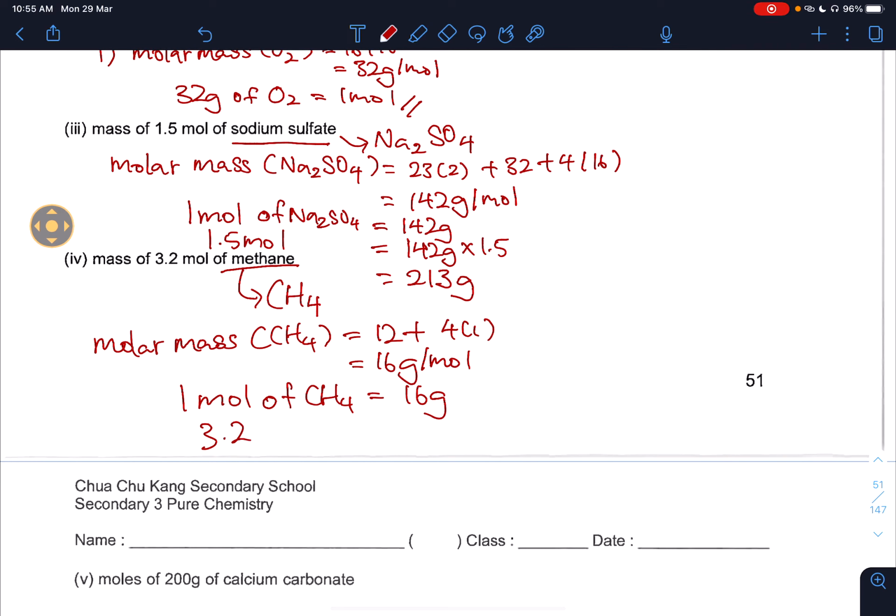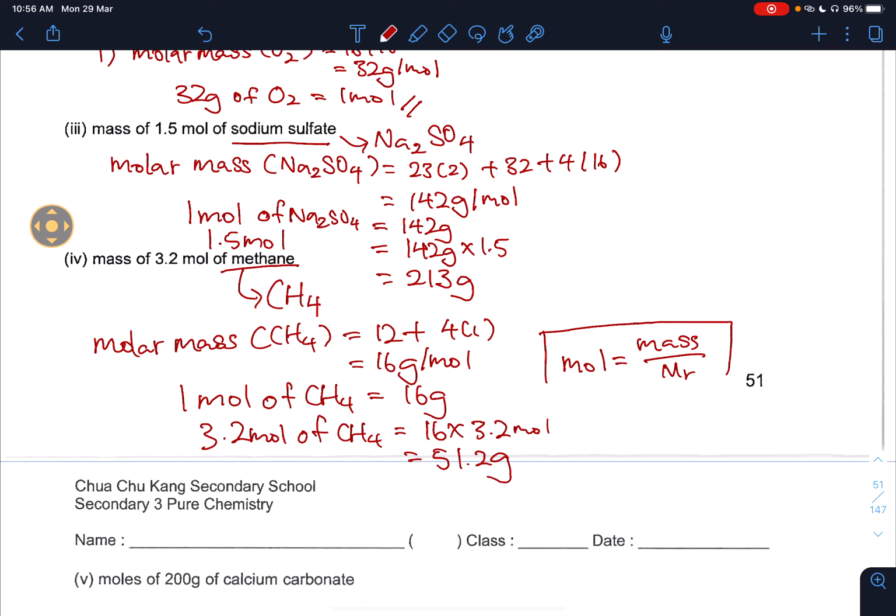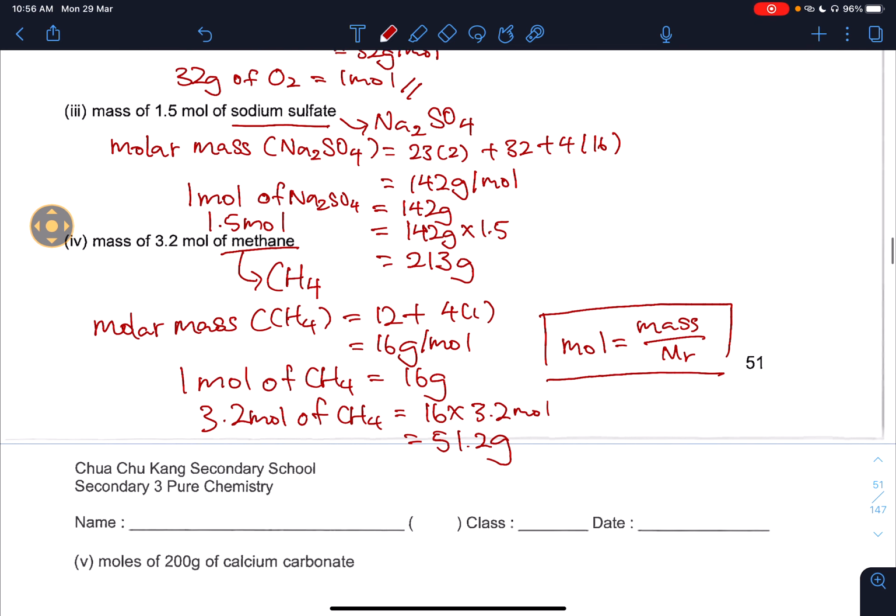So 3.2 moles of methane equals 16 times 3.2, which is 51.2 grams. Of course, you can use the formula, which is number of moles equals mass divided by Mr or molar mass. But I think it's always good to have a conceptual understanding of what molar mass means.